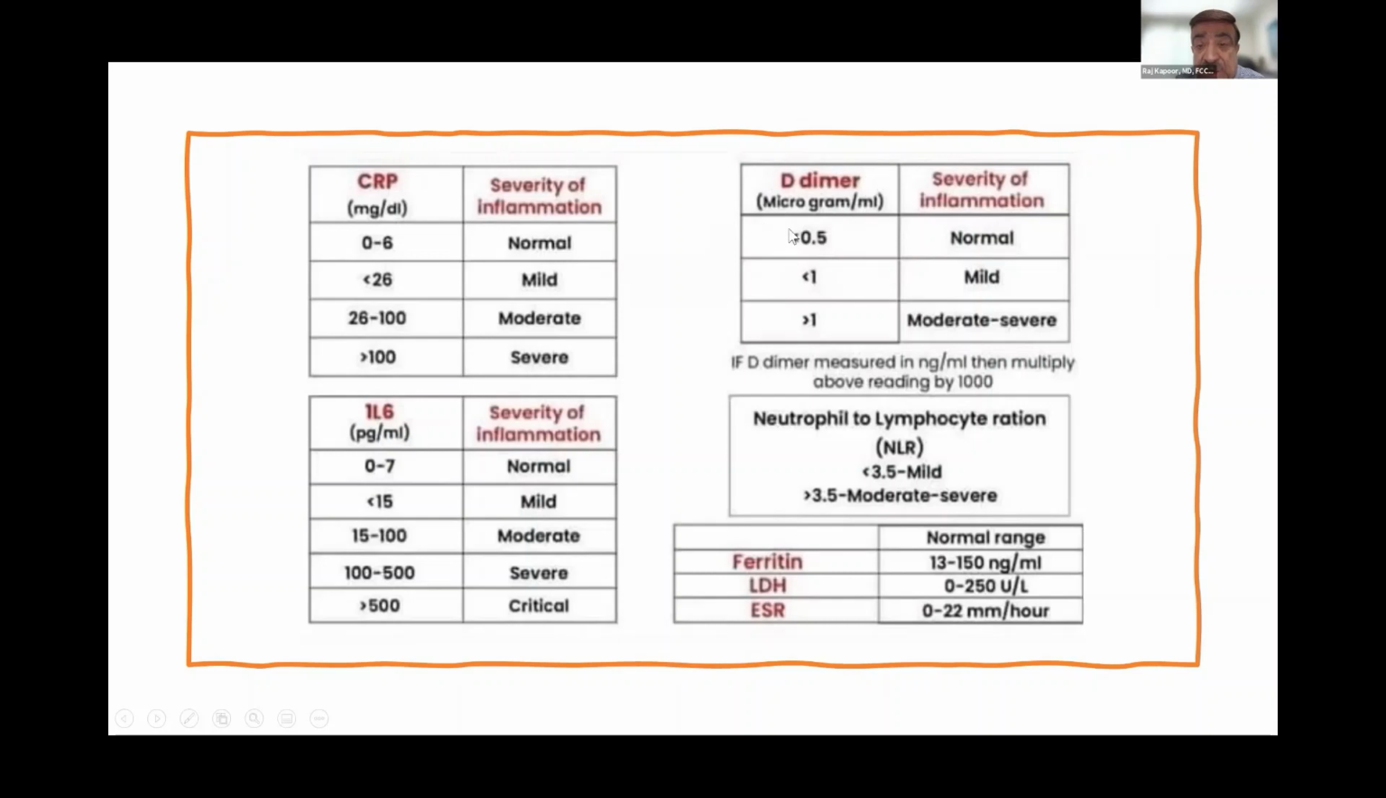So D dimer can be an indication of long COVID if it is persistently high. And if more than 1, of course, it is moderate to severe. This coagulopathy is a major thing which has to be treated besides other things. The NLR ratio, as I discussed, the ferritin goes up because of the iron release. The LDH means the tissue damage, and ESR means inflammation, which is non-specific.